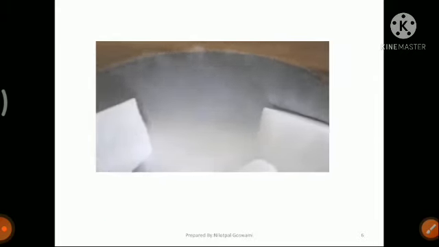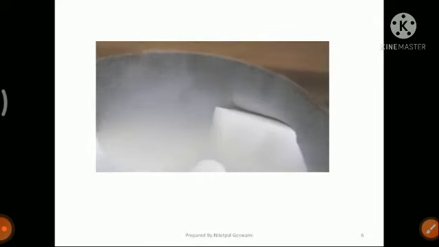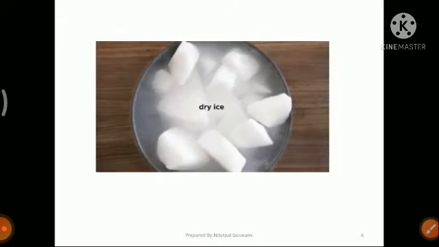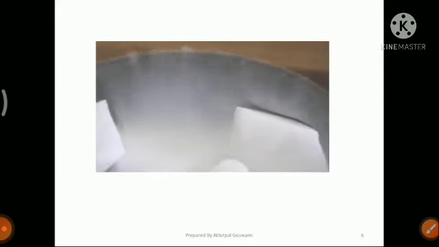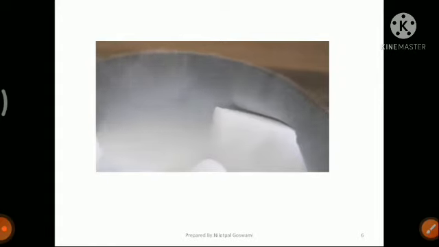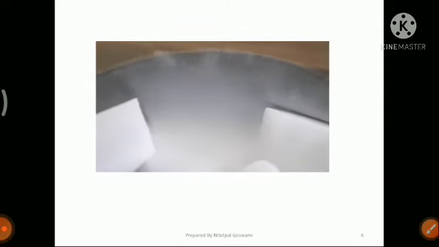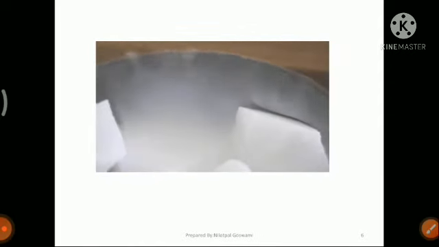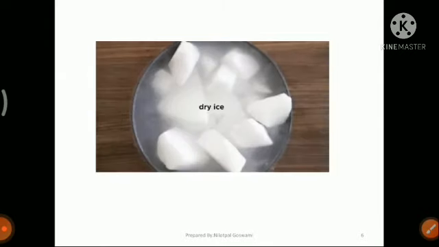So here you can look, this is dry ice, and what is happening? The dry ice is directly converting into its gaseous state at normal room temperature and pressure. That means at normal conditions we have a pressure of 1 atmosphere. In our surroundings, the atmospheric pressure is 1 atm. Under this pressure, the solid carbon dioxide, that is dry ice, directly converts into carbon dioxide gas.